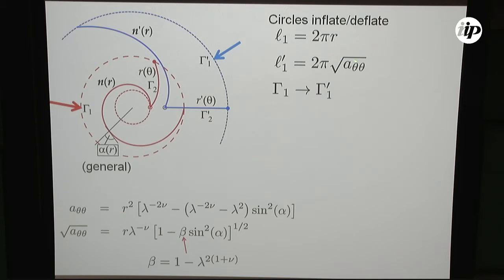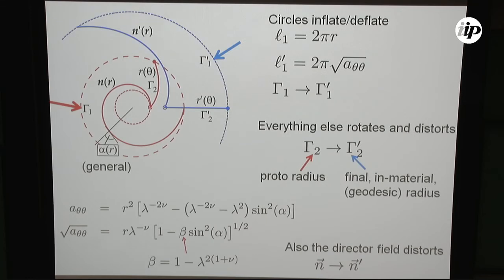I need the square root of that to get the new circumference of the circle, and I just simplify the appearance here. I'm taking the square root of that, taking out this factor of lambda to the minus 2 nu, and what's left behind is 1 minus beta sine squared alpha. So the former circle deforms into the new circle, and this is its change in length.